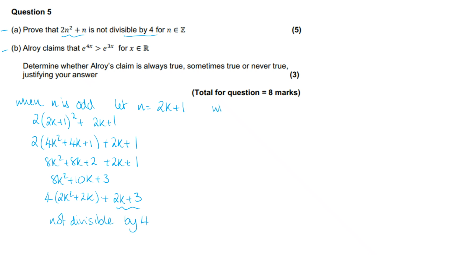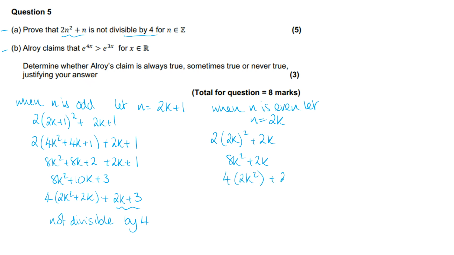So what about when n is even? We need to let n equal, this time 2k would make sure it's even. So putting that into the expression, it'll be 2 times 2k all squared plus 2k, which is 2 times 4k squared, which is 8k squared plus 2k. This time if we took 4 out, you'd have 2k squared plus 2k, and then again, because of this bit on the end, it's not divisible by 4. So by exhaustion, for both odds and evens, we've shown that both are not divisible by 4. So 2n squared plus n is not divisible by 4.